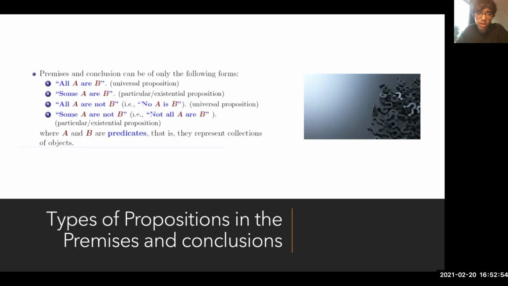A and B are predicates. That is, they represent collections of objects. An easy way to recognize predicates is by noting how predicates usually talk about properties. So anything can be a predicate: smart, car, all of these are properties and they act as predicates.